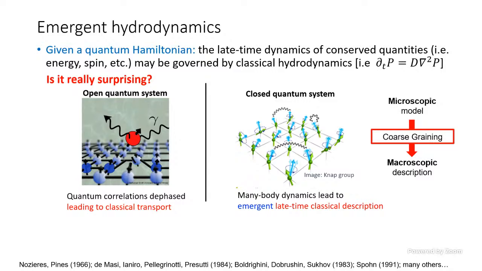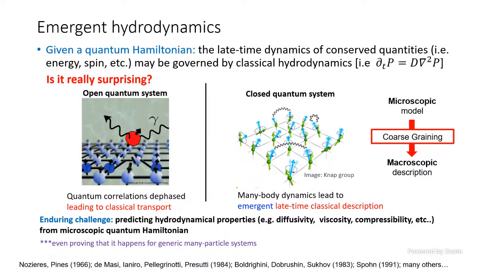So let me give you one intuition for this. If you start with a microscopic model and coarse grain your picture into small subsystems, then for a certain subsystem, the rest of the many-body system acts effectively like a bath coupled to your small subsystem. In that case, it can give you some effective dephasing, and in the macroscopic limit lead to a late-time macroscopic description. However, as I mentioned, there is an enduring hard challenge, because predicting these hydrodynamic properties, for example diffusivity, viscosity, and compressibility, starting from a microscopic quantum Hamiltonian is extremely hard because, as I mentioned, the system size grows exponentially with the spin number.